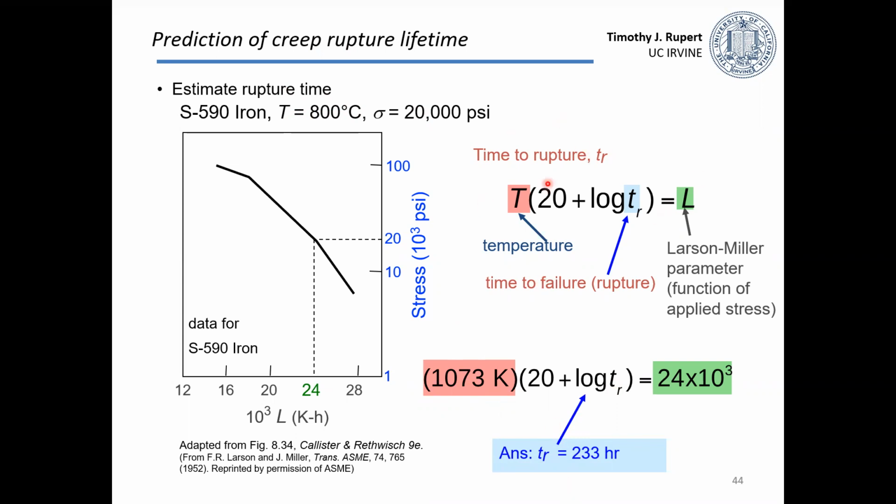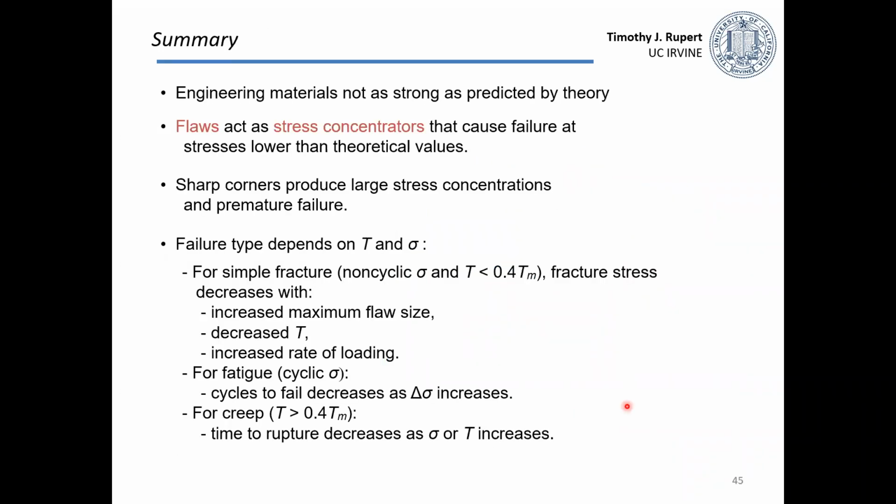You wouldn't have to derive this because this was something people figured out from many experiments. But you could be given data like this and asked to read off and figure out what a rupture time is. Okay, so just to summarize, we've talked about how engineering materials are not as strong as predicted by theory. And it turns out that this connects to the fact that flaws act as stress concentrations inside of our material. Sharp corners can also produce large stress concentrations and lead to premature failure. So we need to avoid having large cracks and avoid having sharp corners.